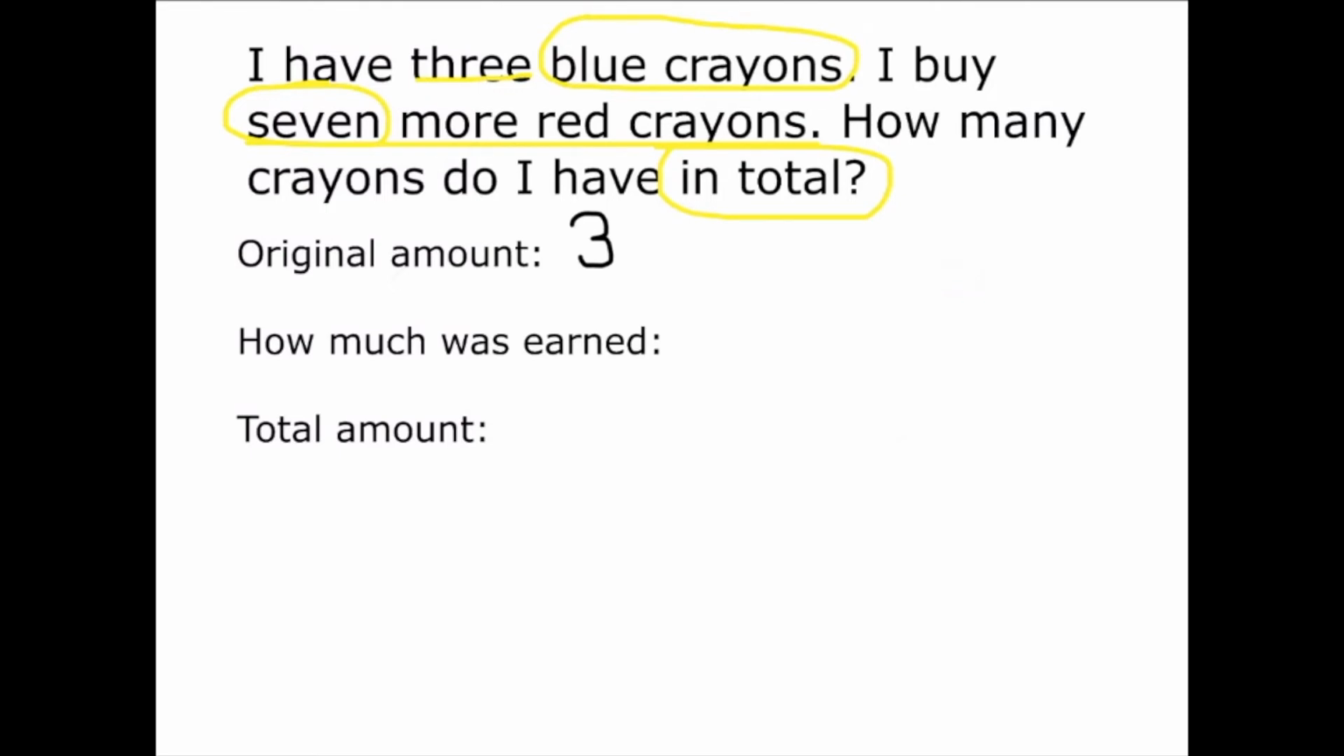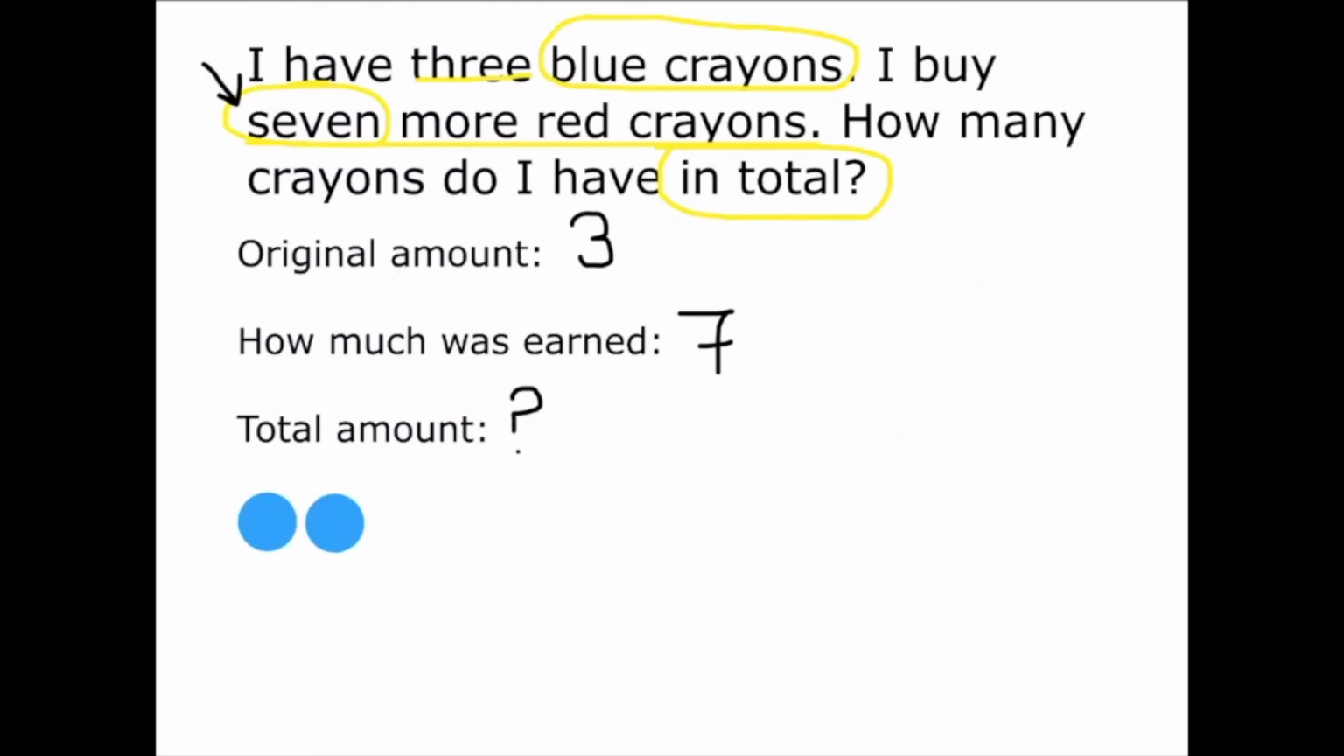How much was earned? So it says I buy 7 more red crayons. So that means that 7 crayons were earned. The total amount is what we're being asked to find. So we don't know that yet, but let's try and figure that out now. We can solve this by turning it into an equation, which is 3 plus 7, because we're trying to find the total. 3 blue crayons plus 7 red crayons.